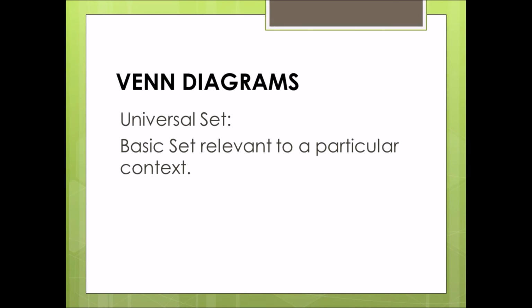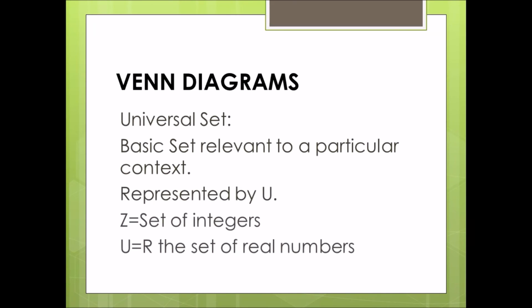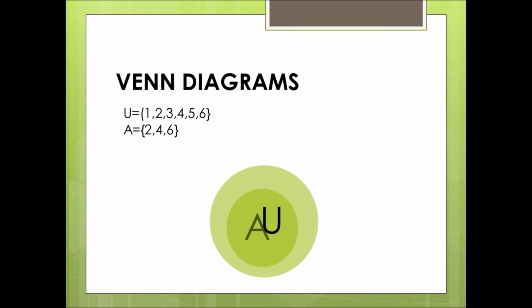Or I should rather give a more mathematical example. Say if Z is the set of integers, then the universal set for this set may be the set of all real numbers. So I've just mentioned that example, and this universal set is represented by a big capital U. As you can see in the diagram I've just given here, U is a universal set which contains 6 elements, and A is the set of all even numbers from the universal set.